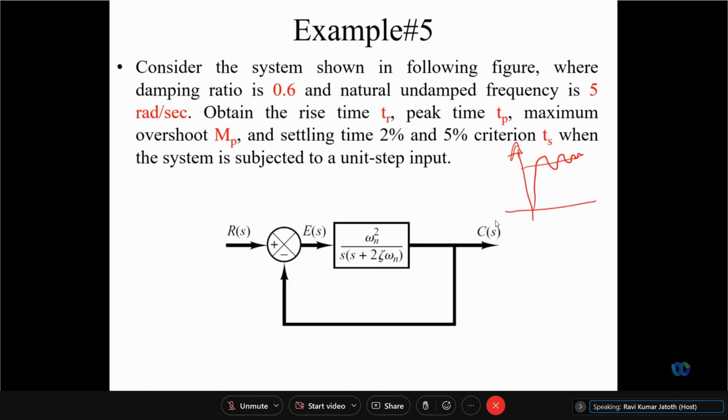Underdamped means the moment you give input, you get a certain oscillatory response in the beginning, and then it will attain a final value. All real-time systems are underdamped systems. So we are restricting our study mostly to underdamped systems. Okay, right. So now we have the total time response, which can be divided into transient response and steady state response. Is it not?